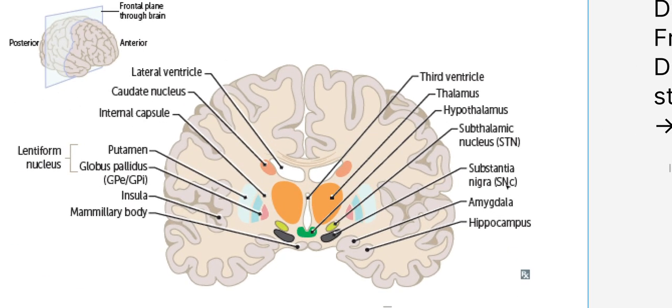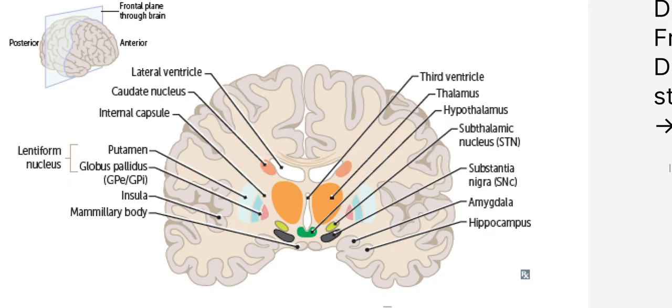This is the SNC, the compacta part. The substantia nigra pars compacta produces dopamine, and the substantia nigra pars reticulata, the SNR, functions similar to the GPI, which is basically the globus pallidus internal segment. We'll see how it functions later on.